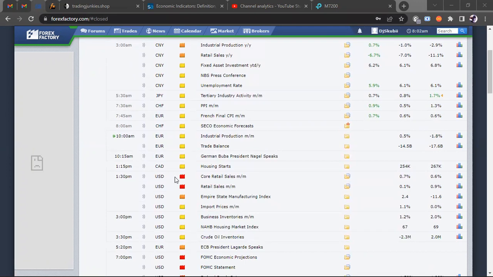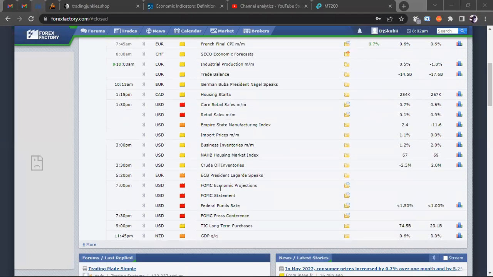We have USD news by 1:30 p.m. Expect volatility because we have high impact news and then mid impact news by then. That's core retail sales and then retail sales. Then we have FOMC. This one is very thick.